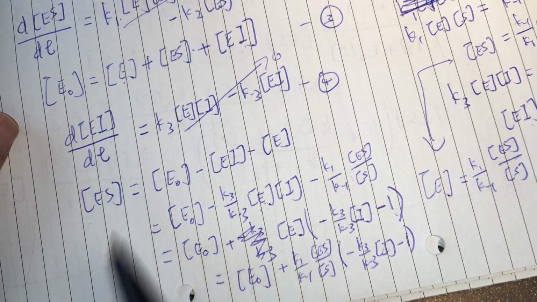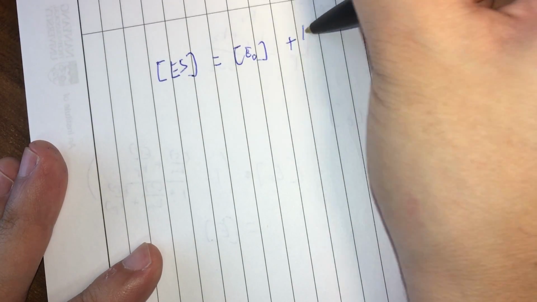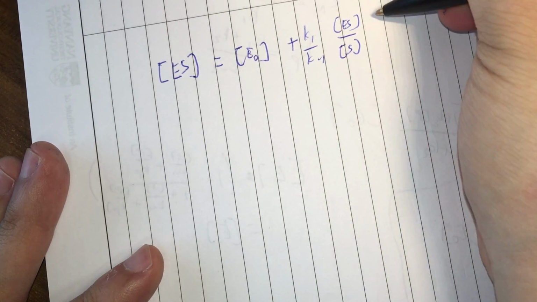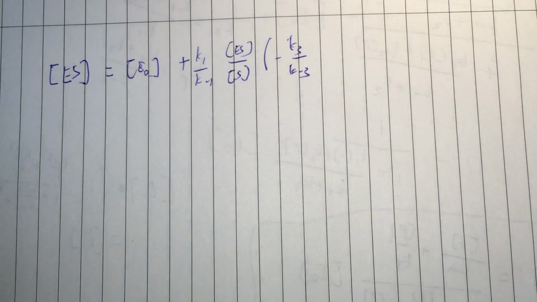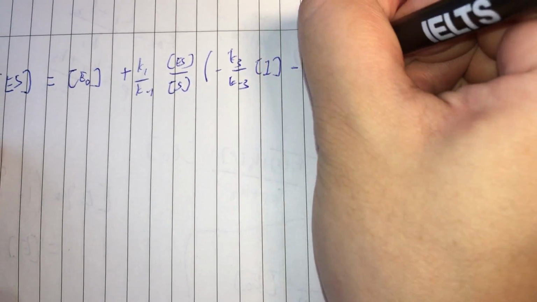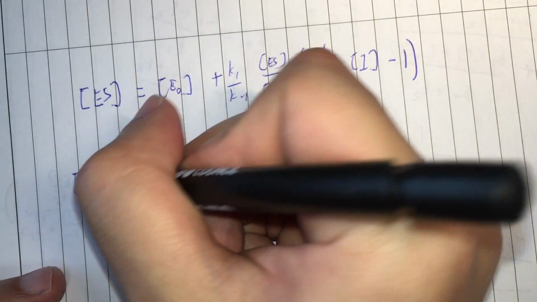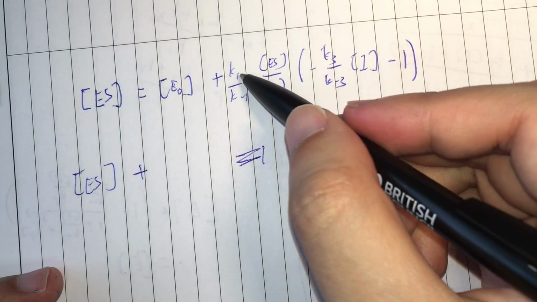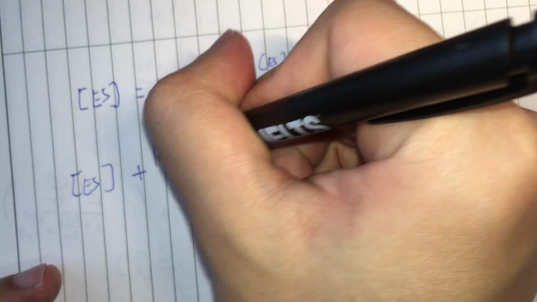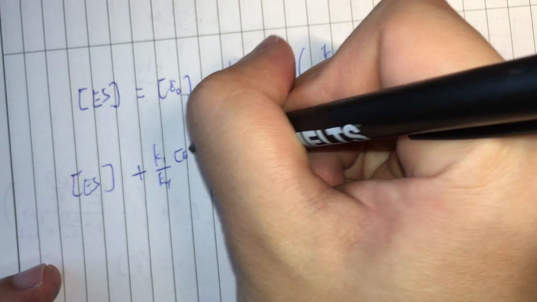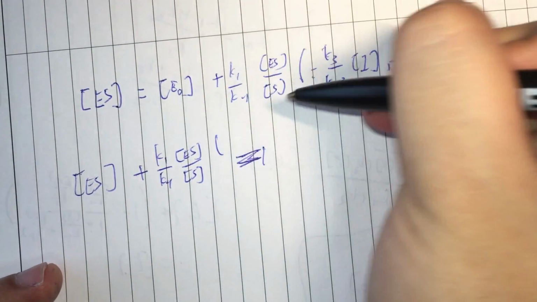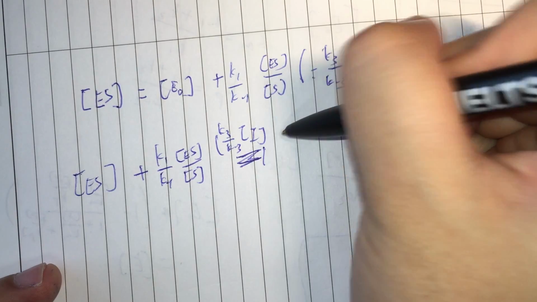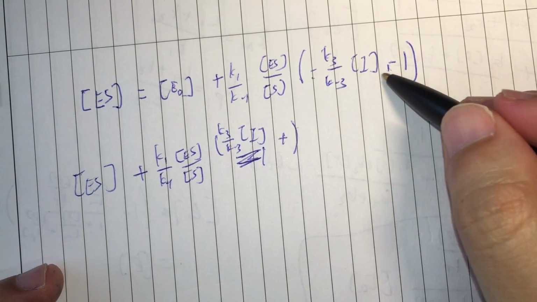So this we can bring to the left-hand side. So let's do just that. And by doing that, we will collect all our ES terms together. So let's write the original first. That's K1 over K minus 1, ES over S, minus K3 over K minus 3 into the inhibitor concentration minus 1. Bring this over. So ES will be on the left hand side, and I will have plus, I will convert these to a positive sign because I'm bringing it over. So K1 over K minus 1, and you have ES over S. Now multiply by K3 over K minus 3 I into plus 1. I mean I and then the plus 1 there. Okay.